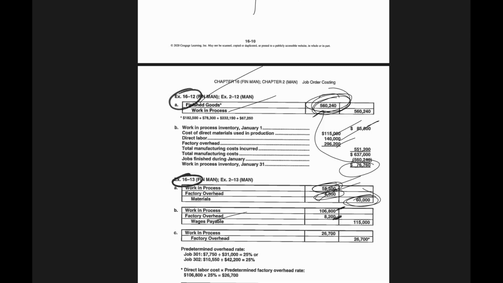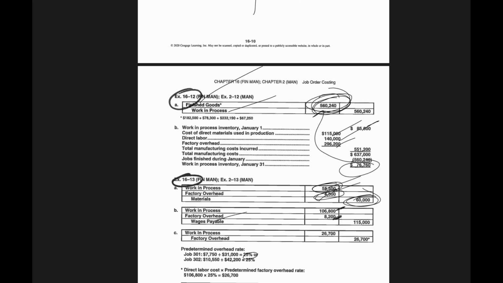And that's all labor. Letter C, factory overhead applied to all 4 jobs. A single overhead rate is based on direct labor cost. All right, well, if they all use the same rate, then what we can do is look at jobs 301 and 302 because their factory overhead is already applied. So let's just look at job 301 for instance. They applied $7,750 to overhead. Well, $7,750 divided by, it's based on labor cost, the 31,000, gives us a rate of 25%. See if it's consistent. 302.